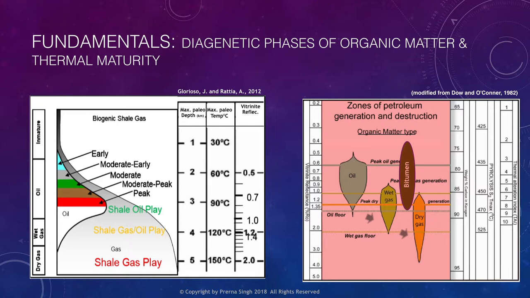About 1 is the wet gas and about 1.3 is the peak dry gas. Going back to bitumen, like you can see, its generation starts at about 0.4 and continues late into the wet gas window. This exactly is the source of boon and bane in shale oil plays to some extent.